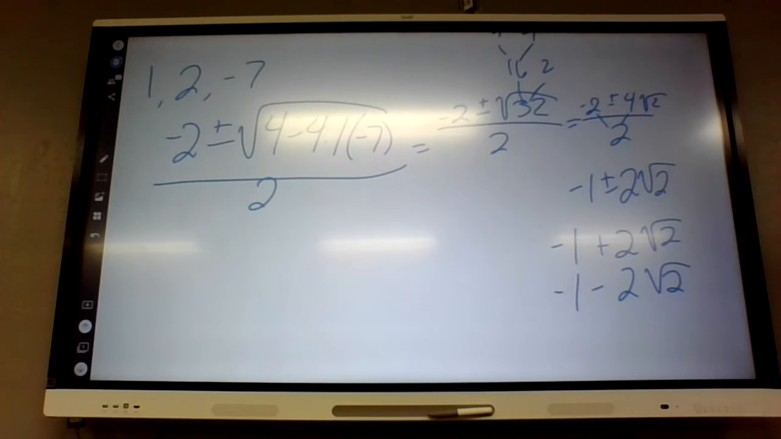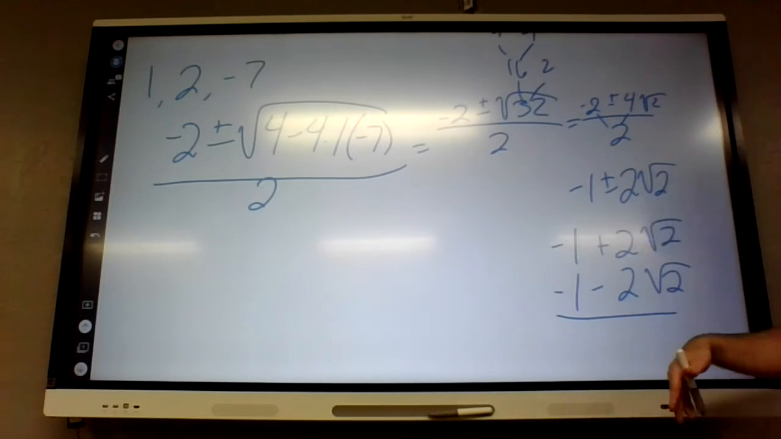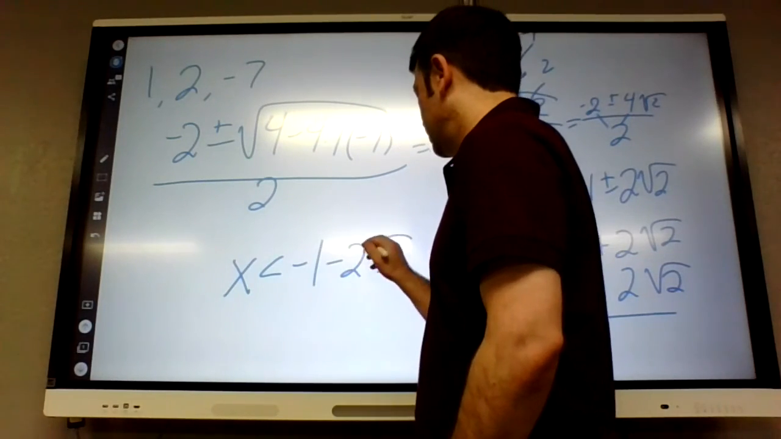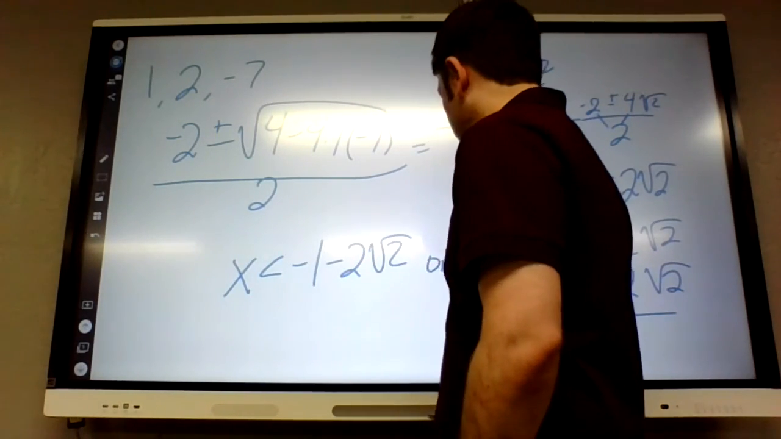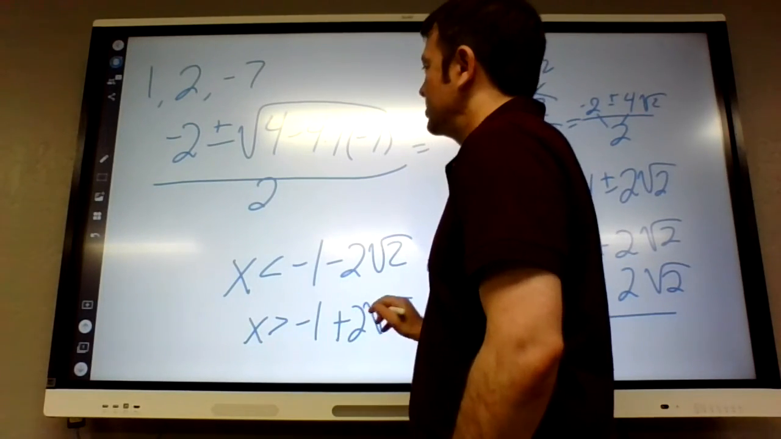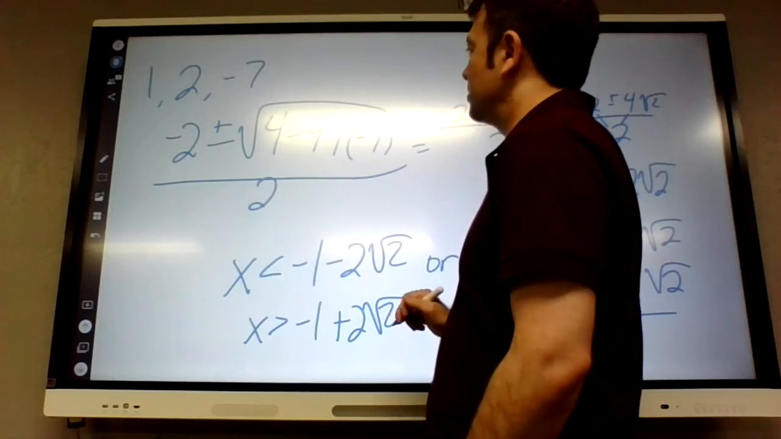Which of these is the smaller of the two? The minus would have to be smaller. So x is going to be smaller than the small one or bigger than the big one. So x is less than negative 1 minus 2 square root of 2, or x is greater than negative 1 plus 2 square root of 2. Was that 1 supposed to be negative? Yeah, it was.